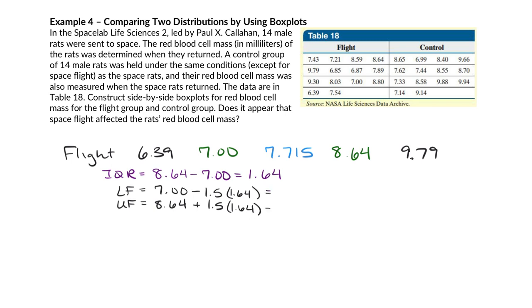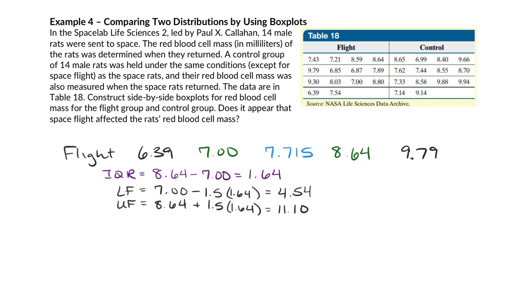Either way, however you calculate it, by hand or with Excel, you get that the lower fence is 4.54 and the upper fence is 11.10. Okay, this is all for the flight information.